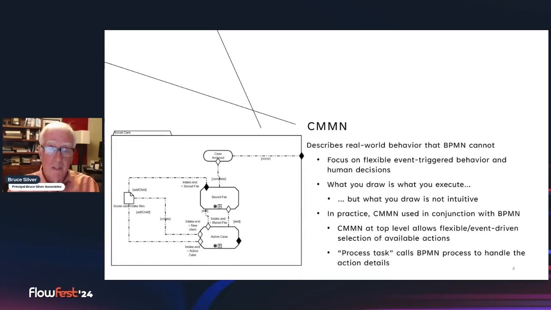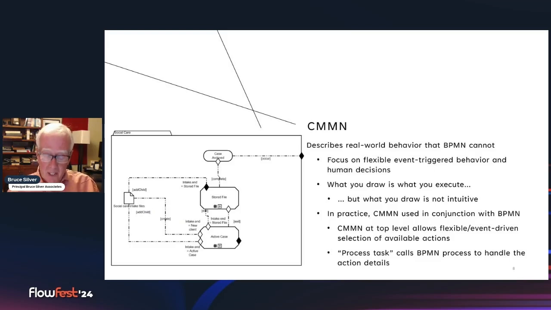In practice, however, CMMN is almost always used in conjunction with BPMN, as the actions described, involving a mix of automated services and human interaction, are best modeled as BPMN processes. So typically, in a business automation solution, CMMN is at the top level, where the choice of actions to perform is flexible and event-driven, and many of the CMMN actions are modeled as process tasks, meaning enactment of a BPMN process, where you can actually tell what's going on.